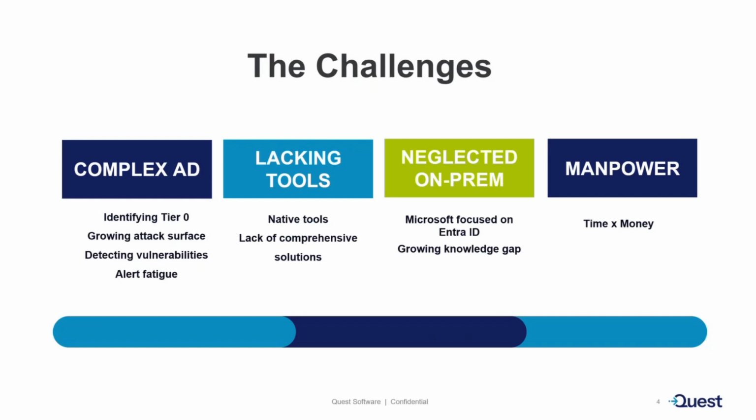Speaking of Active Directory complexity, many organizations struggle to identify their tier 0 assets, much less protect them. 64% of organizations struggle to assess potential exposure. Active Directory configuration and basic security hygiene still protect against 99% of attacks, yet many organizations struggle to adhere to basic Active Directory security practices.